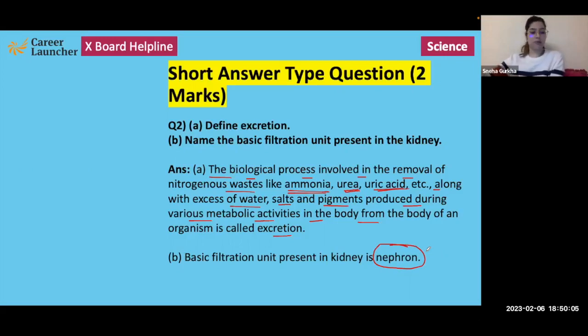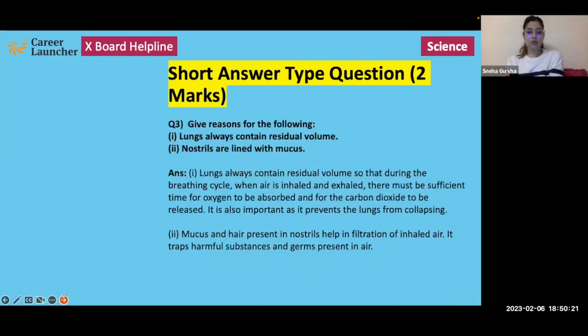It consists of the Bowman's capsule, the tubules, the loop of Henle, the collecting duct. So you can just add one more line if you wish to. Otherwise, it's not asked in the question. It's not that necessary. Let's move on to the next 2-marker.